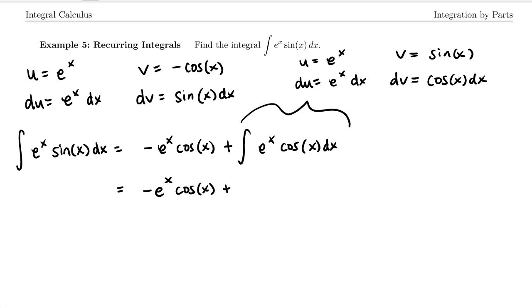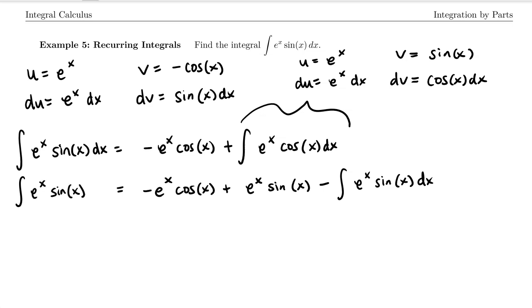plus e to the x times sine of x minus the integral of e to the x sine of x dx. And I'm just going to copy down the left-hand side of my equation again. So we have this. And you might be saying, oh, look, we have this thing.